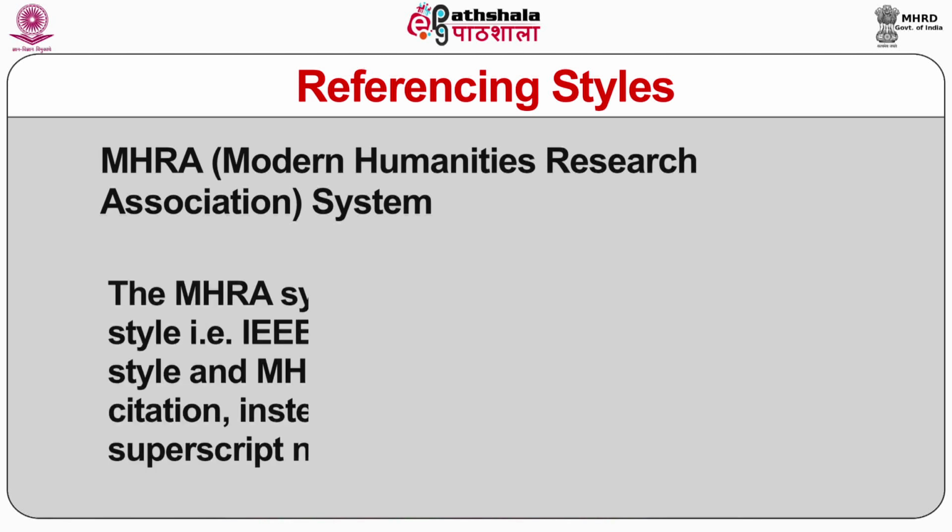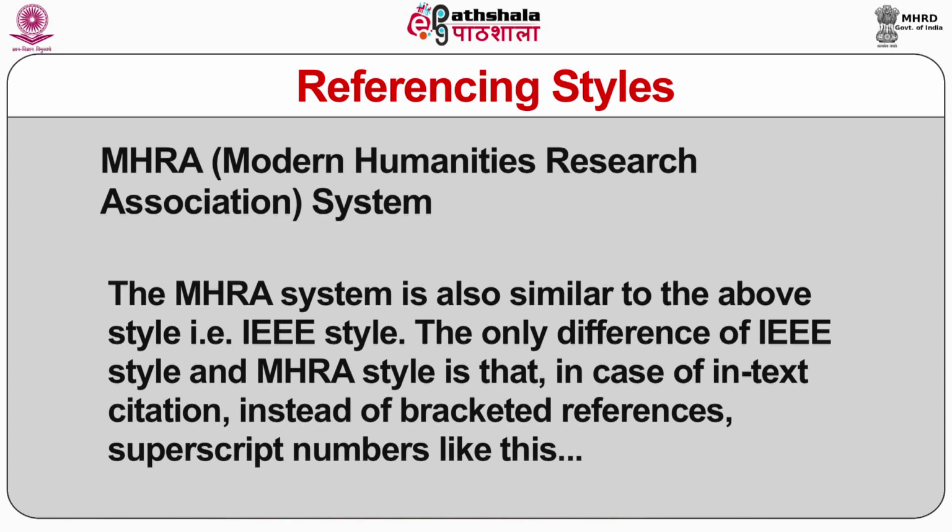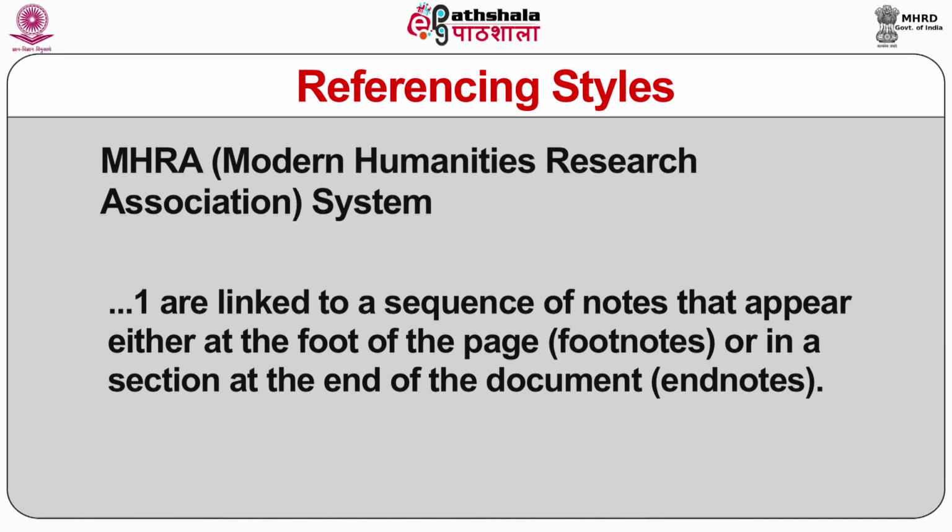This system is also similar to the above style, that is the IEEE style. The only difference between the IEEE style and the MHRA style is that in case of in-text citation, instead of bracketed references, superscript numbers like this, where one, as you can see on your screen, are linked to a sequence of notes that appear either at the foot of the page, which are called footnotes, or in a section at the end of the document, that are called endnotes. These notes are the same as in the IEEE style.